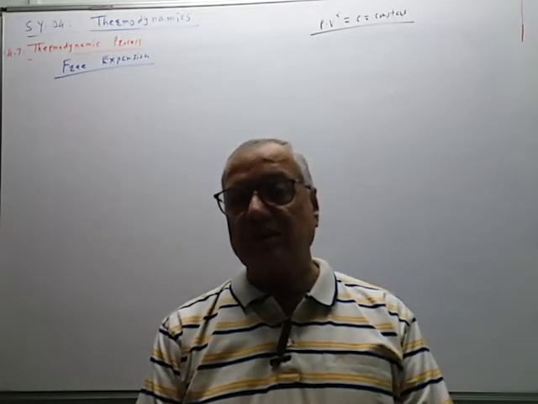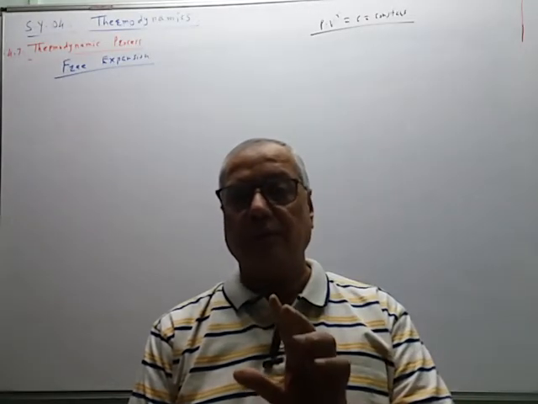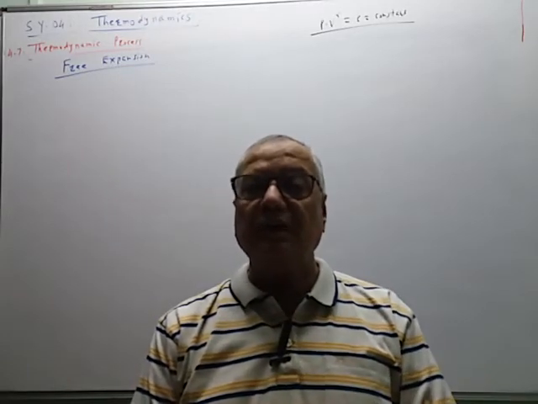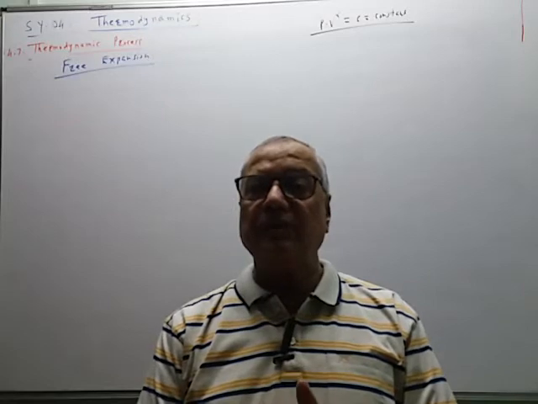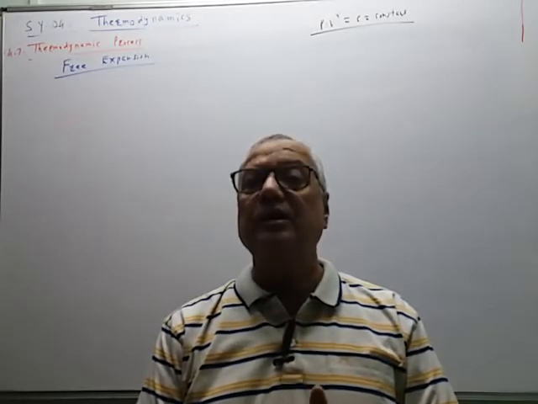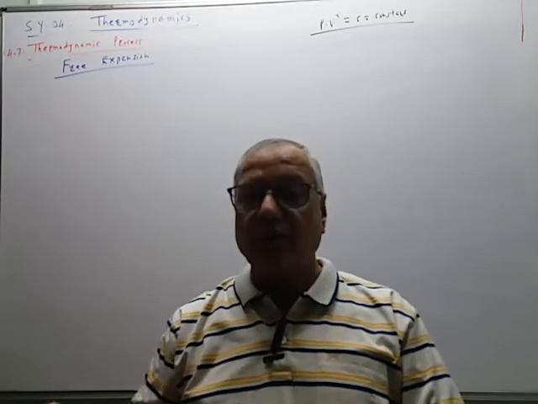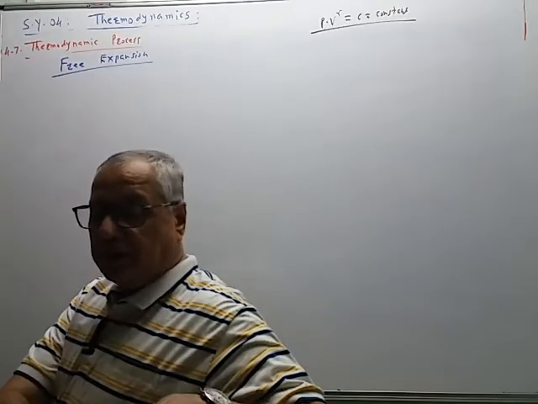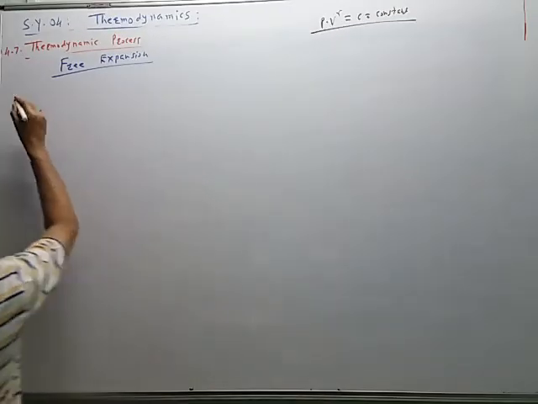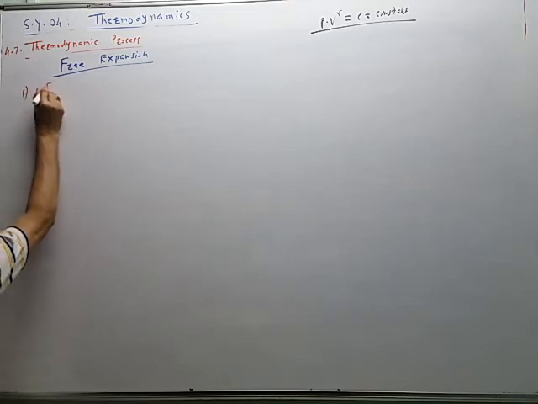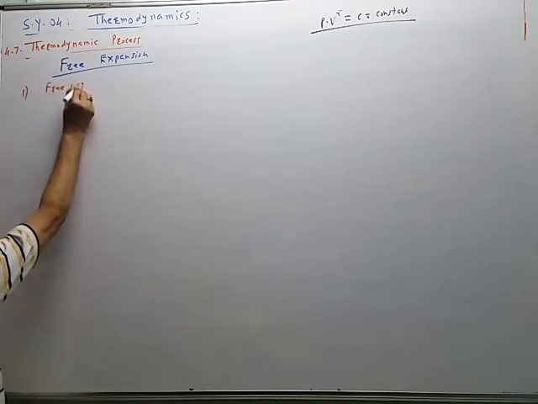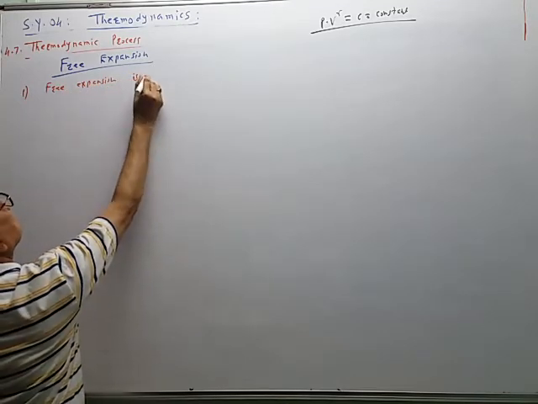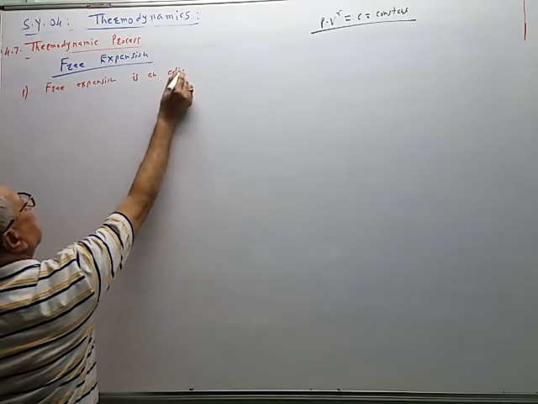Initially, before bursting the tire, the volume of the enclosed air is very, very small. But when the tire bursts, it expands to the infinite volume. So the volume of the air becomes very, very large. So it is an expansion, but no heat is supplied. Therefore, in short, you can say that free expansion is an adiabatic expansion. So the first point that we can give is this: free expansion is an adiabatic expansion.